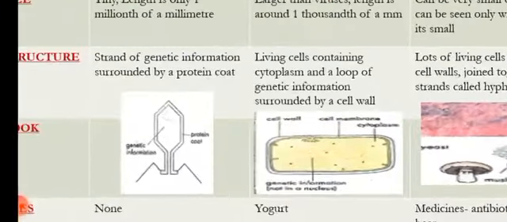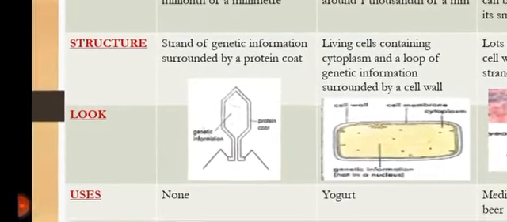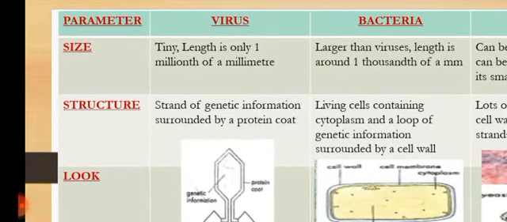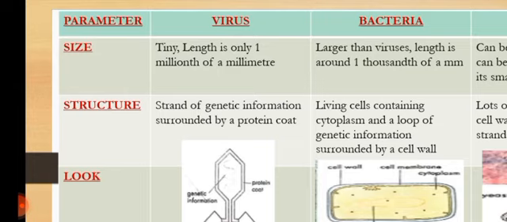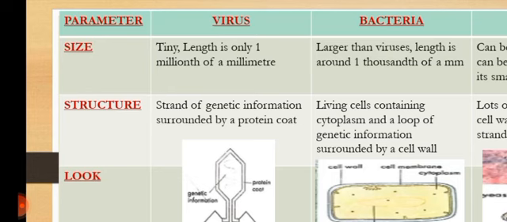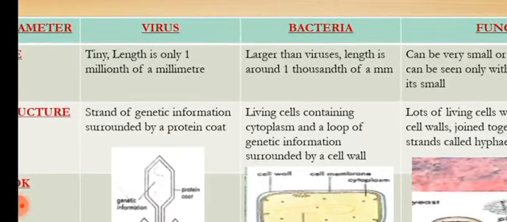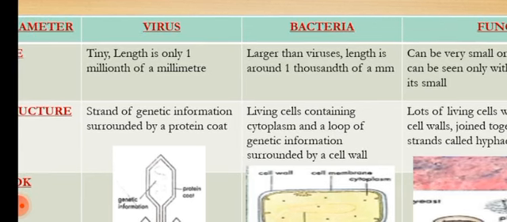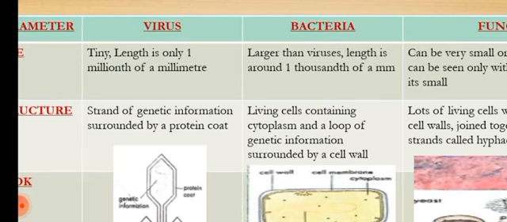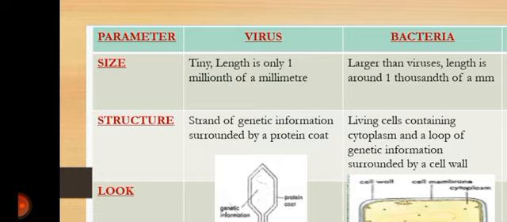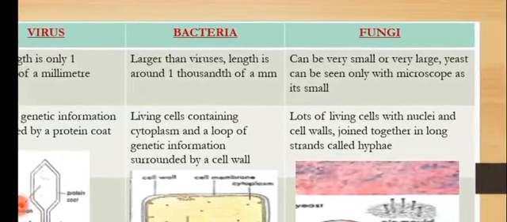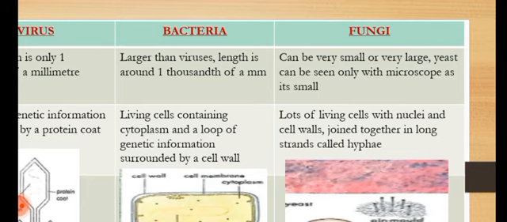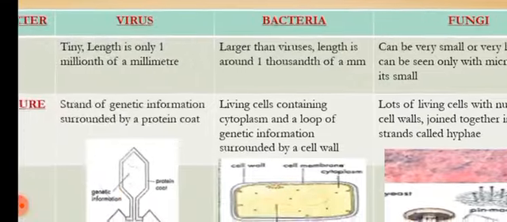First parameter, if we look, is about the size. So virus, it is tiny. Length is only 1/1,000,000th of a millimeter. That's why we require microscope to view it. Second is bacteria. They are comparatively larger than virus. Length is around 1,000th of a millimeter. About fungi, they can be very small or very large. Yeast can be seen only with the microscope as it is very small.